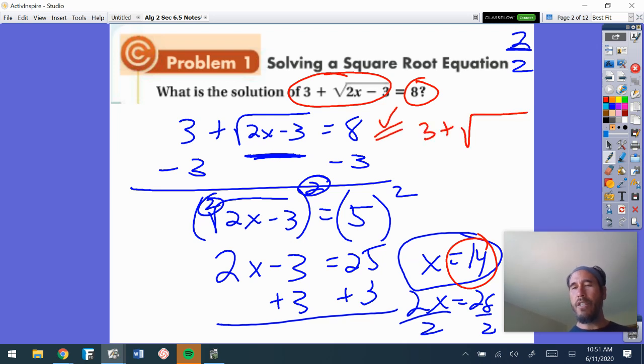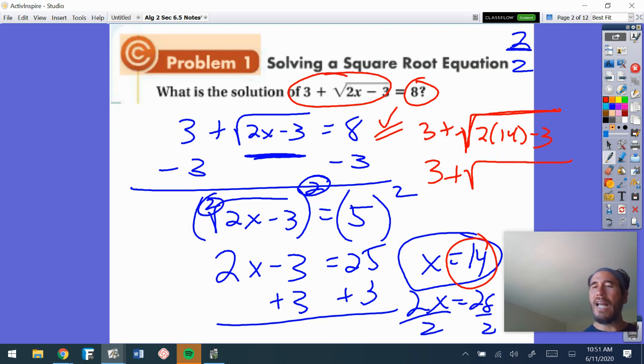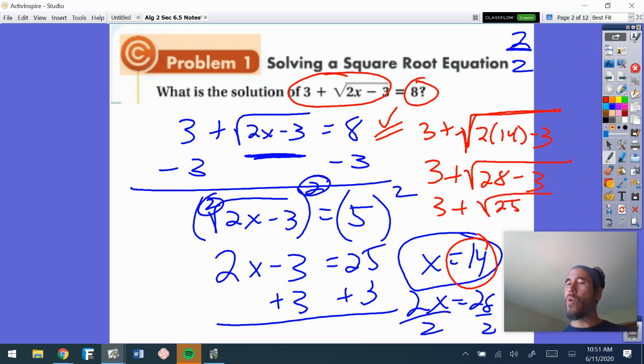3 plus the square root of 2 times 14 minus 3. Please excuse my dear Aunt Sally. A radical is a form of parentheses, so I've got to do inside the radical first. 2 times 14 is 28. What's 28 minus 3? 25. What's the square root of 25? 5. 3 plus 5 is 8. So we're good to go.